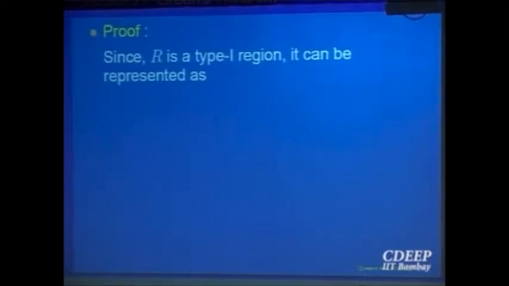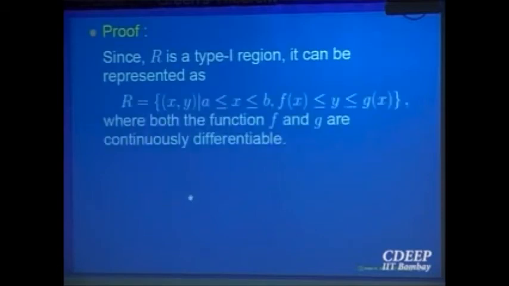That means if you take vertical lines, they cut the region only once in one line segment at the most, and similarly horizontal lines cut the region only in one line segment, not in two pieces or more than one piece. So with that assumption, let us write R as a type 1 region in the plane. Then we know that we can write it as x between a and b and y between f(x) and g(x), and we have assumed that the boundary is a smooth boundary, so this f(x) and g(x) are going to be continuously differentiable functions.